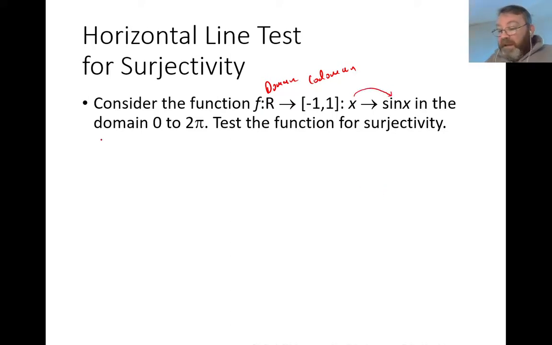In the domain from 0 to 2 pi. Now, I don't think we've touched these before, but I'm just going to introduce them very quickly to you. 0 to 2 pi is a full revolution.